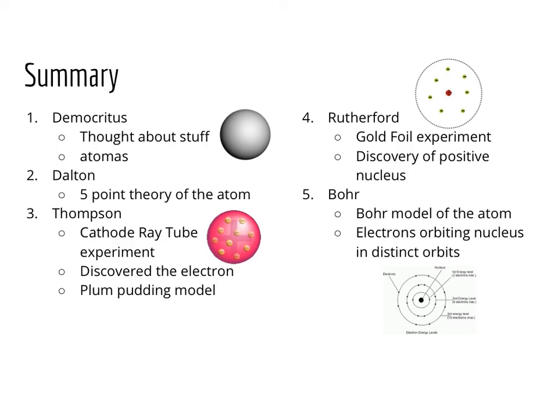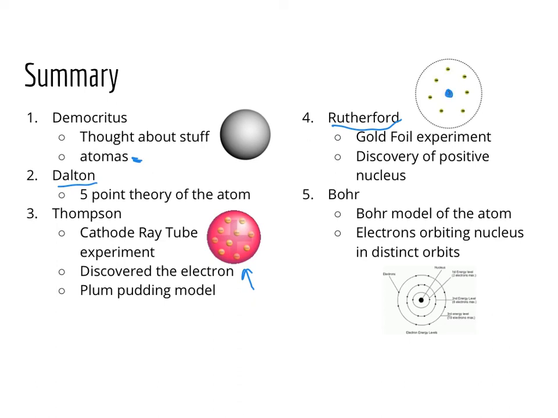All right, so here's a brief summary of everything. If we look through our models, Democritus thought about stuff. He came up with the idea of atomos, and he basically thought that if I cut something into a small enough piece, eventually I won't be able to cut it into anything smaller. So we basically just have a sphere or a cube of stuff. With Dalton, we had our 5-point theory of the atom. With Thomson, he did the cathode ray tube experiment that helped him discover the electron, and his model we sometimes call the plum pudding model. Rutherford did the gold foil experiment, and he discovered the positively charged nucleus.